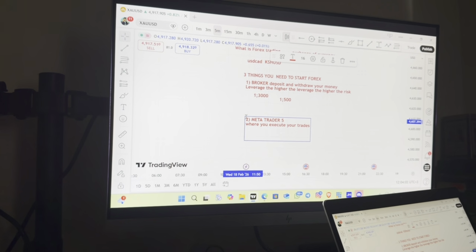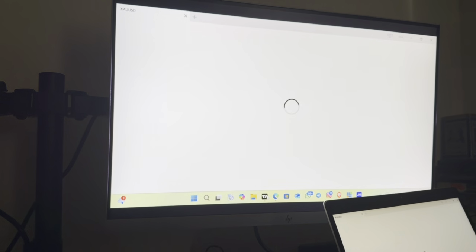And number 3, you need TradingView. So TradingView is where you do your analysis, the way I'm doing mine. TradingView is where you do your analysis. So you analyze your market in TradingView. After analyzing your market in TradingView, you go and execute your trades in MT5. This is how you use your TradingView.